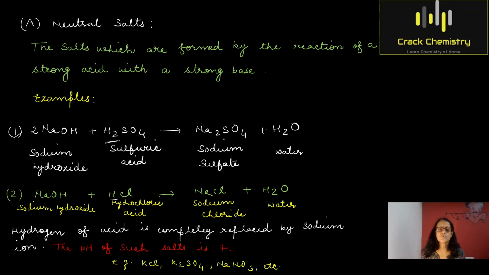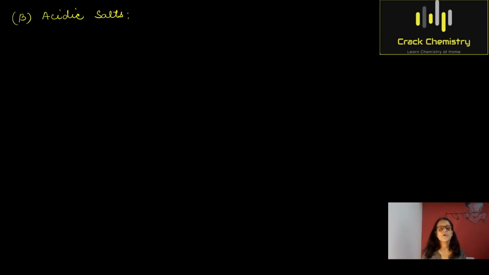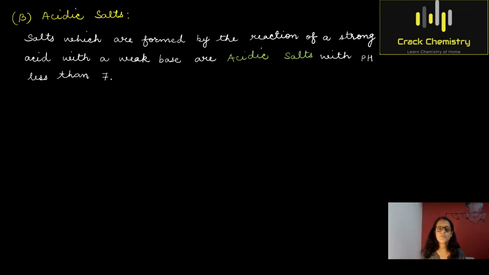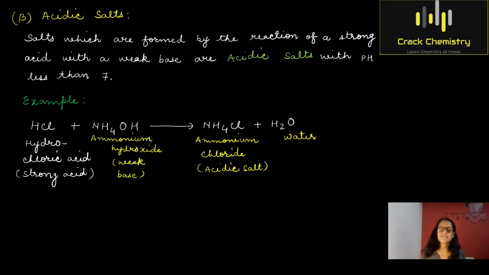After discussing neutral salts, we will discuss another category of salts, which is acidic salts. Salts which are formed by the reaction between a strong acid and a weak base come in this category. The pH of such salts is less than 7. One example of such salts is ammonium chloride, NH4Cl, which is formed by the reaction of a strong acid, HCl, with a weak base, ammonium hydroxide, NH4OH. Other examples are ferric chloride, FeCl3, aluminium chloride, AlCl3, and ammonium sulfate, which is (NH4)2SO4.